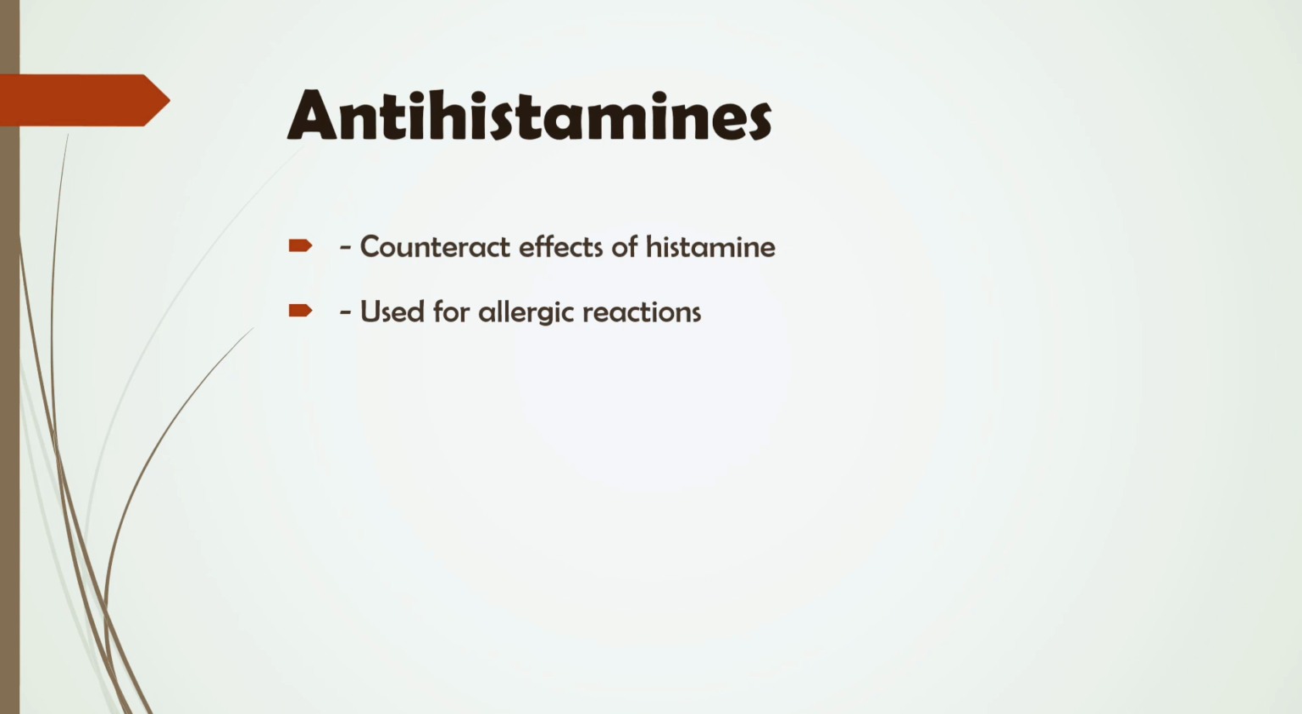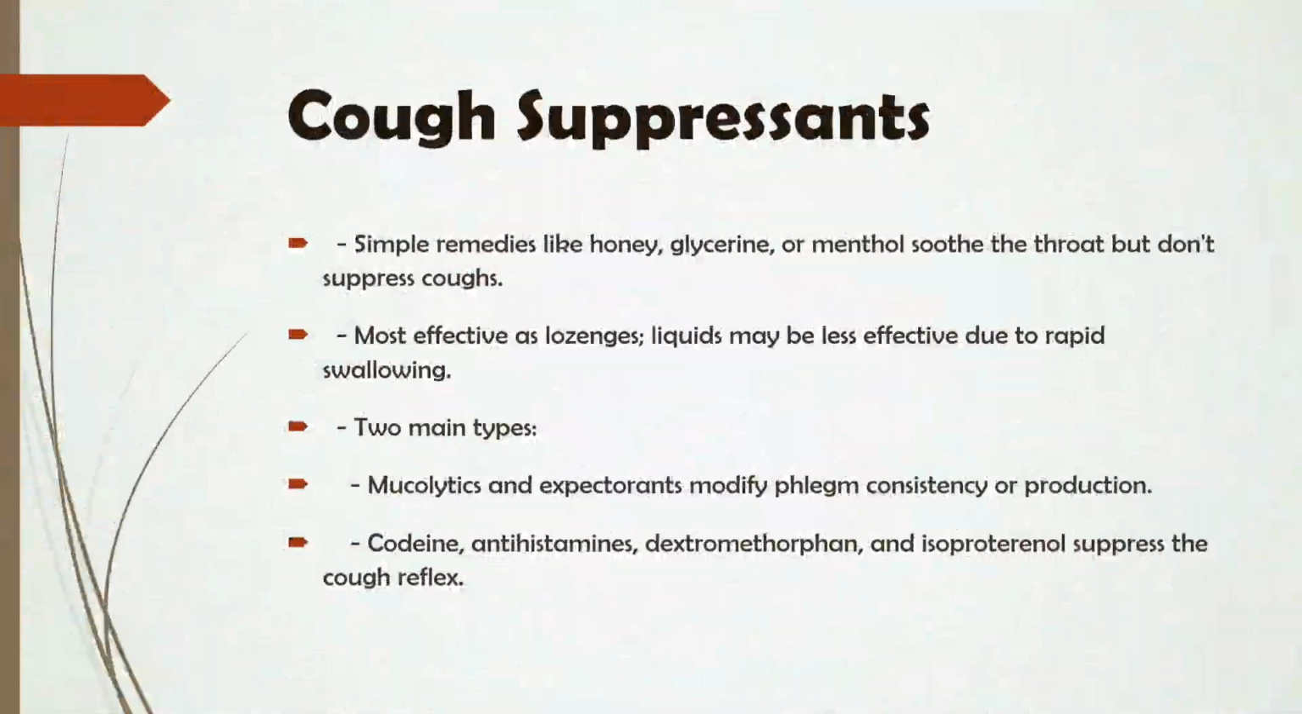Next, we have antihistamines. These counteract effects of histamine. These are used for allergic reactions. Next, we have cough suppressants. These are simple remedies like honey, glycerin, or menthol that soothe the throat but don't suppress cough. Most effective as lozenges. Liquid may be less effective due to rapid swallowing. Two main types: mucolytics and expectorants modify phlegm consistency or production. Codeine, antihistamine, dextromethorphan, and isopropanol suppress the cough reflex.